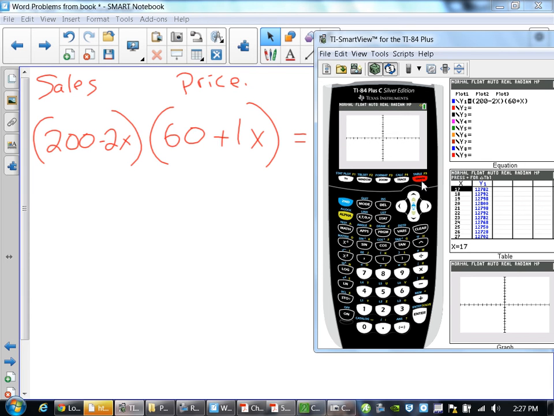Now, what I want you guys to notice is you're right. You can't see anything. So take a look at your table. First of all, looking at this without foiling it, is this going to be up like a cup or down like a frown? Down like a frown, because what's your squared term? It's negative.